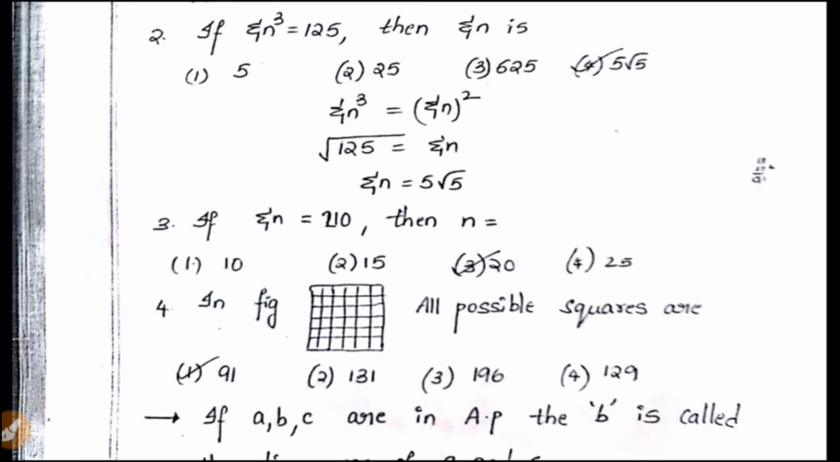Next, if sigma n is equal to 210, then n is equal to. Sigma n is equal to 210 means n into n plus 1 by 2 is equal to 210. So n into n plus 1 is equal to 420. 420 means 20 into 21. So 20 is the answer.